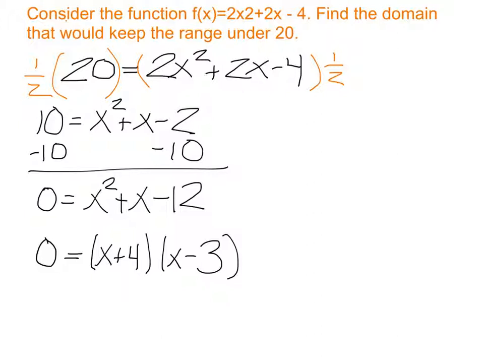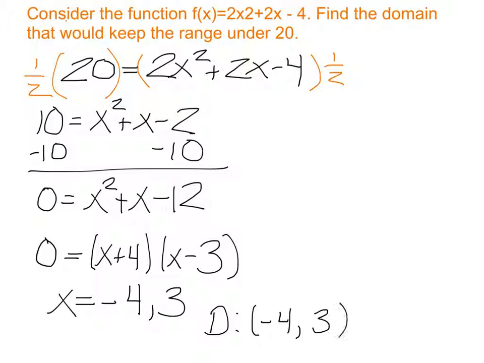So we know that x is equal to negative 4 and positive 3. Excuse me, I said that incorrectly. So to confirm that I have a domain between negative 4 and 3, so anything greater than negative 4 and anything less than 3, I'm going to confirm that that domain keeps me in the appropriate range. In other words, if my x is from negative 4 to 3, then my range should be under 20.